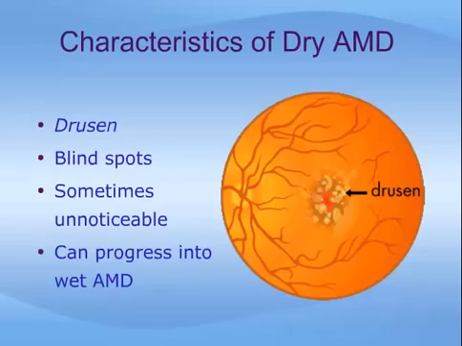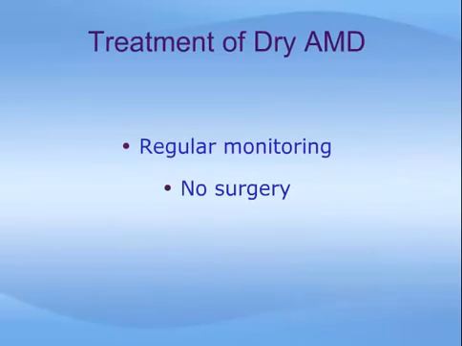Because dry AMD is slow progressing and painless, it can often go unnoticed until a later, more severe form of the disease develops. Over time, dry AMD can actually become wet AMD, which is potentially more damaging. Regular eye checks are crucial, as your doctor will be able to see signs of dry AMD early on. Management of dry AMD involves regular monitoring of the disease. Surgery has shown to be ineffective.